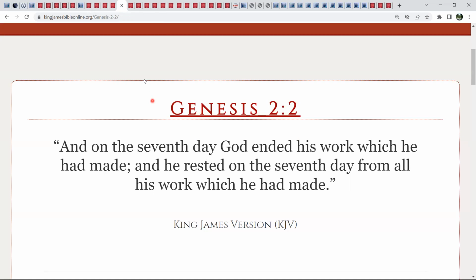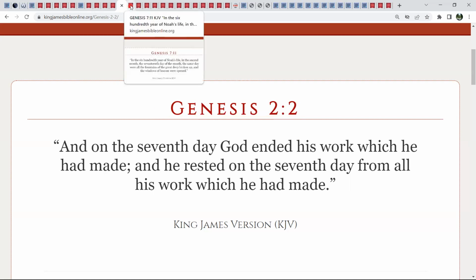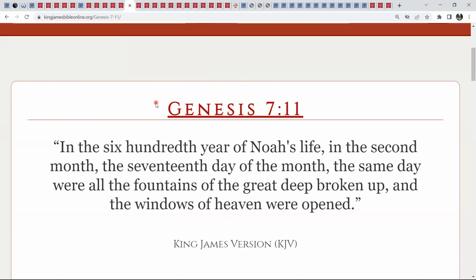Now we will go and look at a further part of the wonderful calendar of the Heavenly Father, and it's Genesis chapter 7, verse 11. In the 600th year of Noah's life, in the 2nd month, the 17th day of the month, the same day were all the fountains of the great deep broken up, and the windows of heaven were opened. You are looking here at the first wonderful synchronism and chronology of the Bible, which you need in order to understand the biblical calendar.